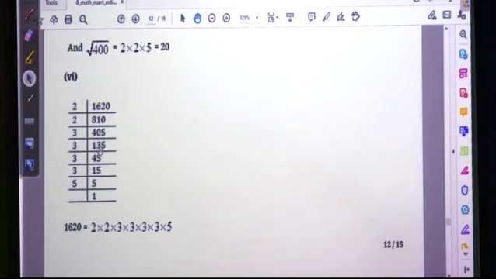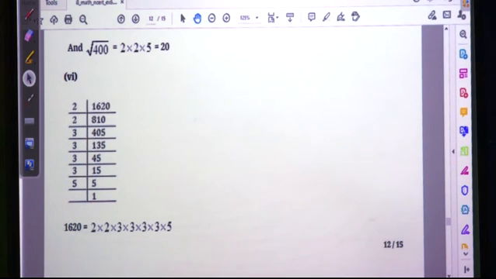Again 3 4s are 12, 1 remaining, next value is becoming 15, 3 5s are 15. 3 1s are 3, 1 remaining, next value is becoming 15, 3 5s are 15, 3 5s are 15, 5 remaining, 5 1s are 5. We can see here 2 is in a pair, 3 is in a pair, 3 is in a pair, but 5 is not in a pair.